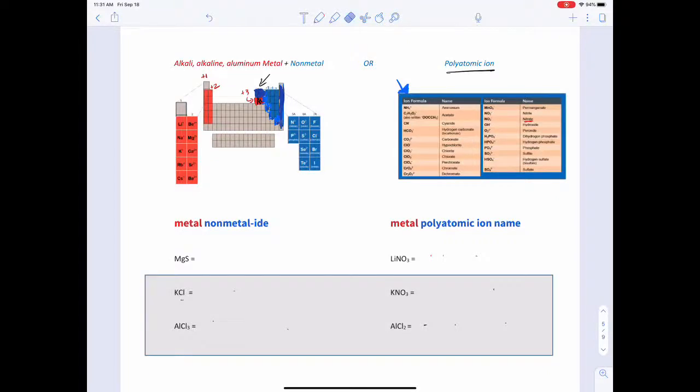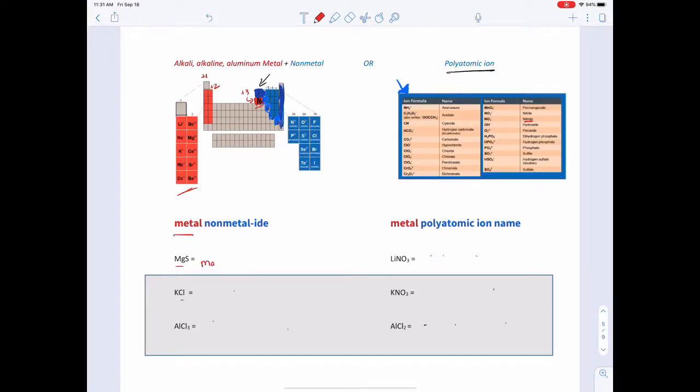This is the Nomenclature Lab. This is a quick review of naming. This section is metals with nonmetals. These aren't the transition metals. These are the two tall columns plus aluminum. We're going to name this just with the metal name and then with the nonmetal and IDE.